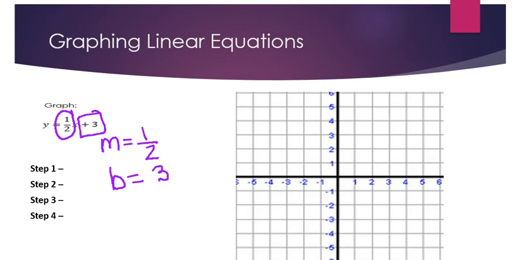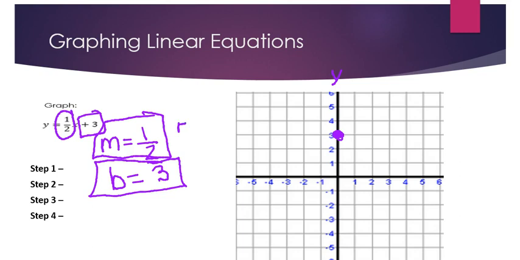All right, so the next step was to plot your y-intercept. So we know that b is equal to 3. So I'm going to come over here on my y-axis. Remember, my y-axis is my vertical axis. And I'm going to go to 3. That's where my graph is going to cross the y-axis. Then I'm going to use my slope to plot my next points. Okay? I'm going to use rise over run.